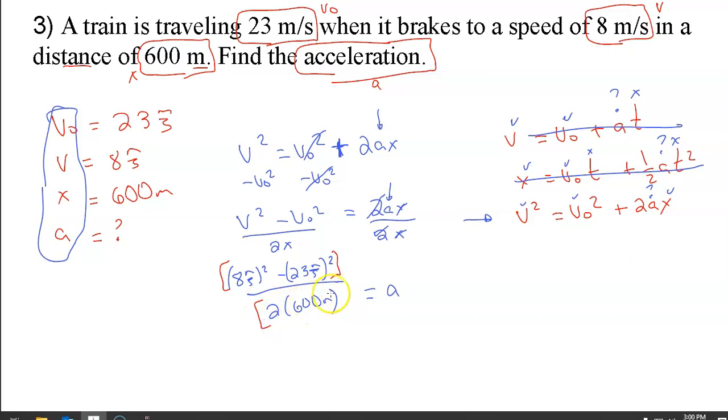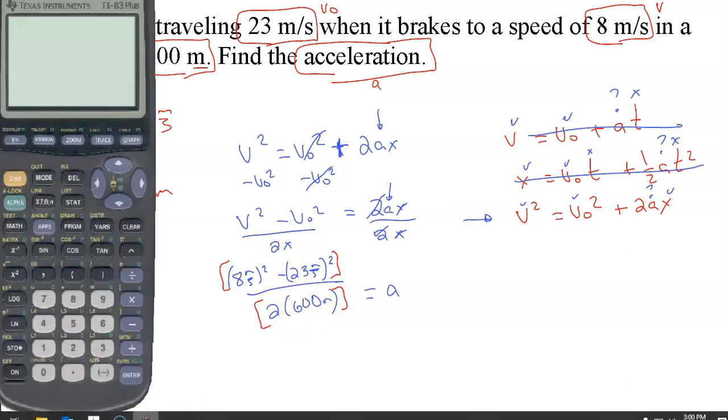Make sure that you multiply 2 times 600, which would be 1200. I want to divide by 1200, right? So you could go ahead and do that in your head. You could just put it in the calculator. I'm going to put it in the calculator. Here's 8 squared minus 23 squared, and I'm going to close it up. That's my numerator.